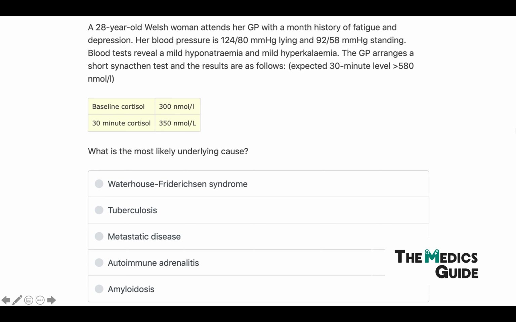It hasn't done that. So we've already got an idea that this could be Addison's, but some other things to point out. She's 28 years old, a woman. She's tired and has depression. Now she has this lying and standing blood pressure drop. With the hyponatremia and hyperkalemia, this is definitely Addison's disease, so we'd go for autoimmune adrenalitis.